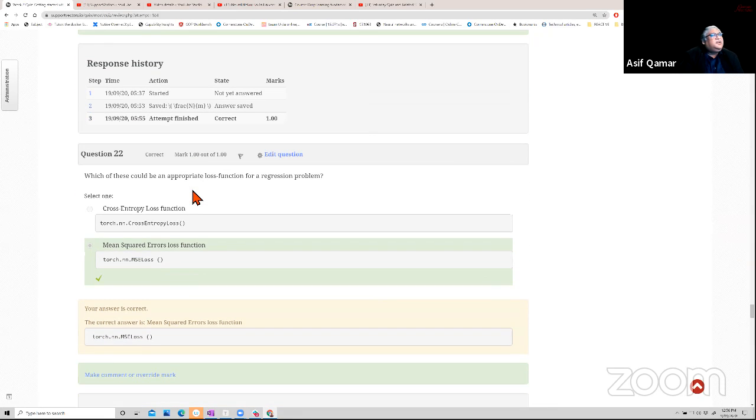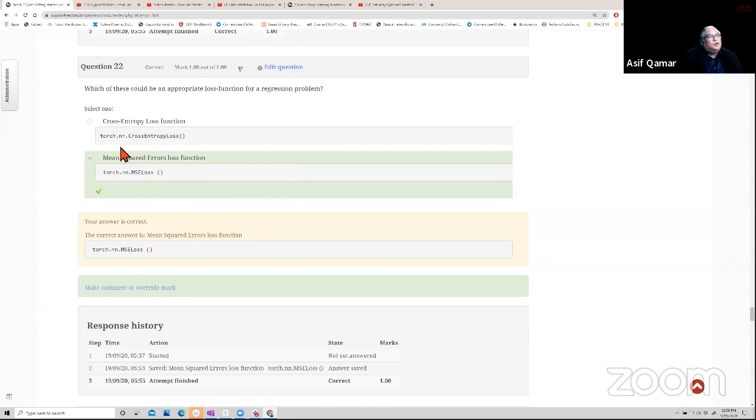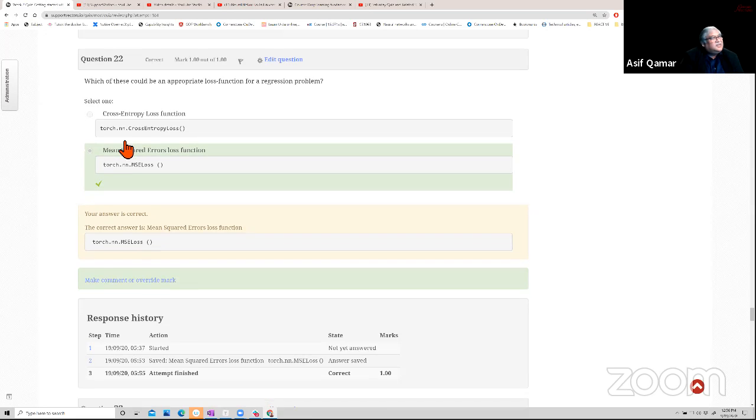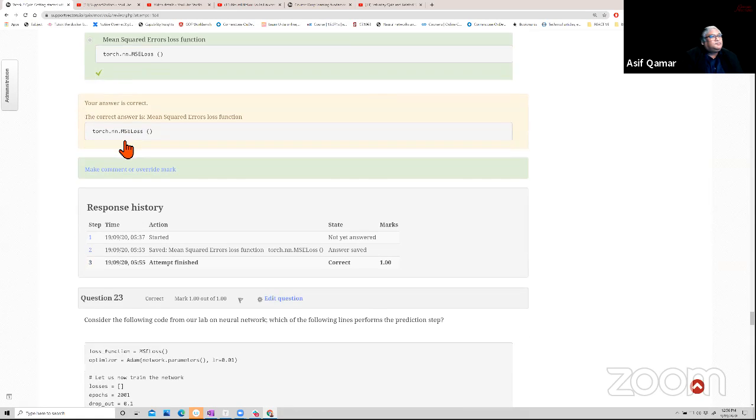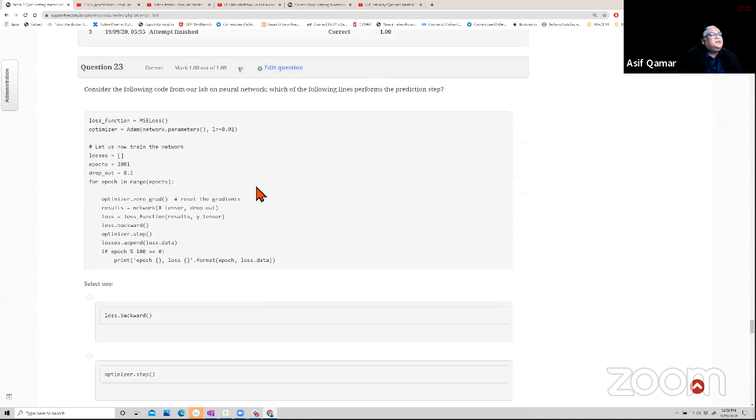Which of these could be an appropriate loss function for regression? Yeah, mean squared loss. Cross entropy loss? No. Remember, y log y hat was the cross entropy loss. We can't use that. Now, this is directly from the code. It is just understanding the code.